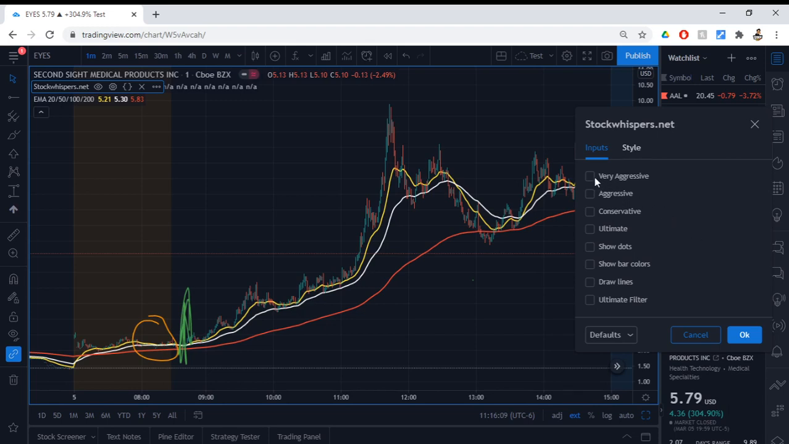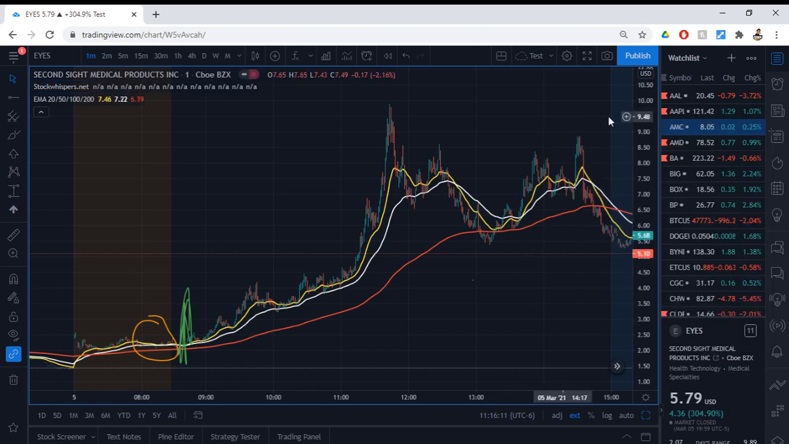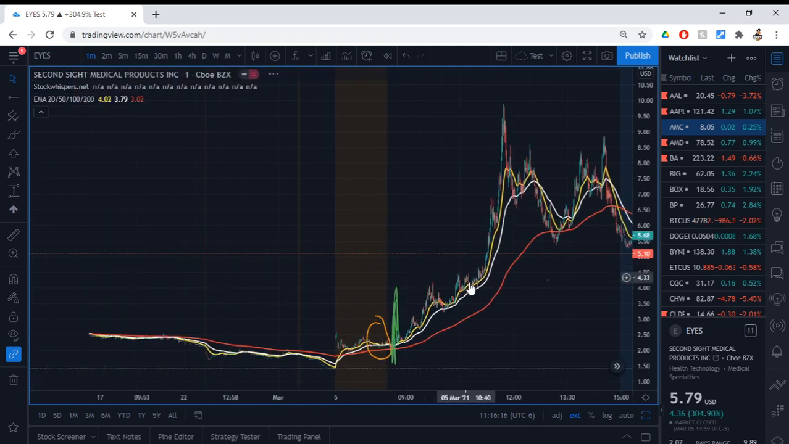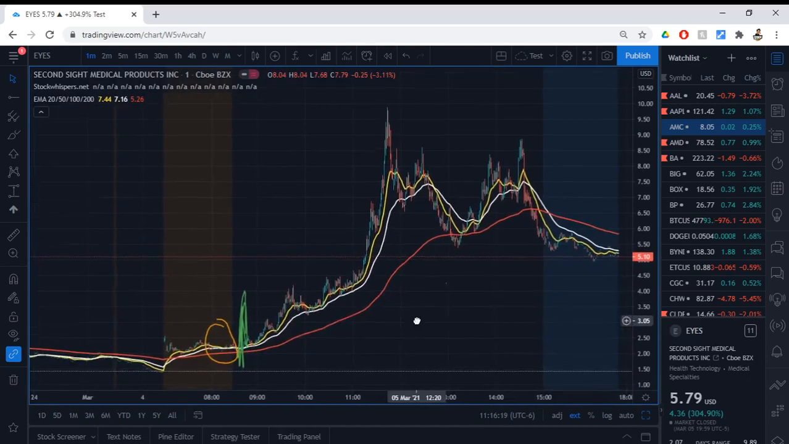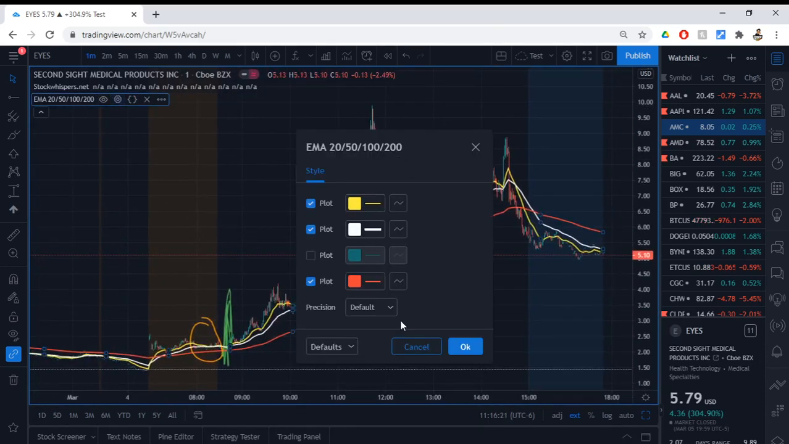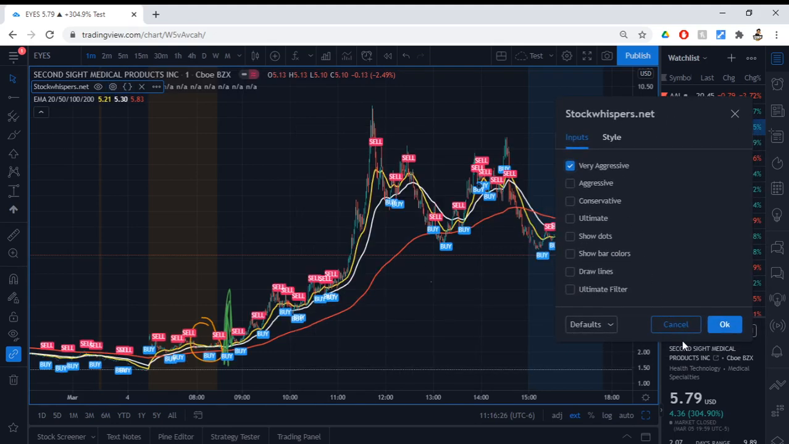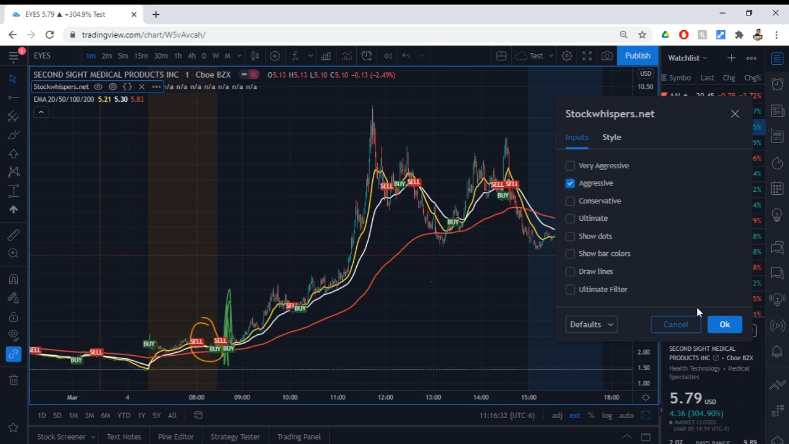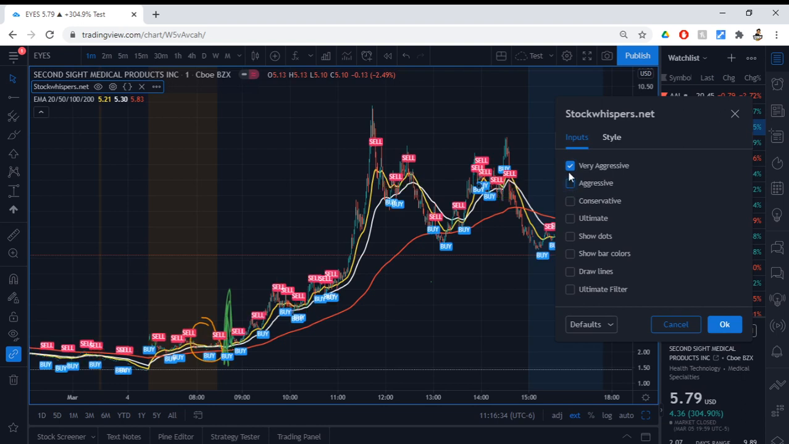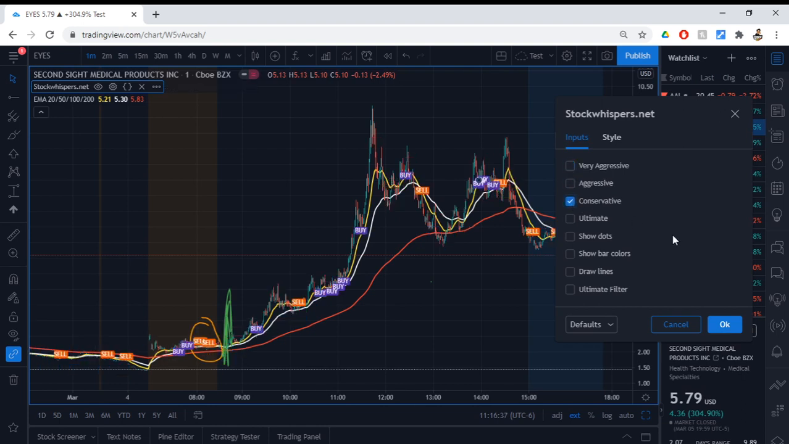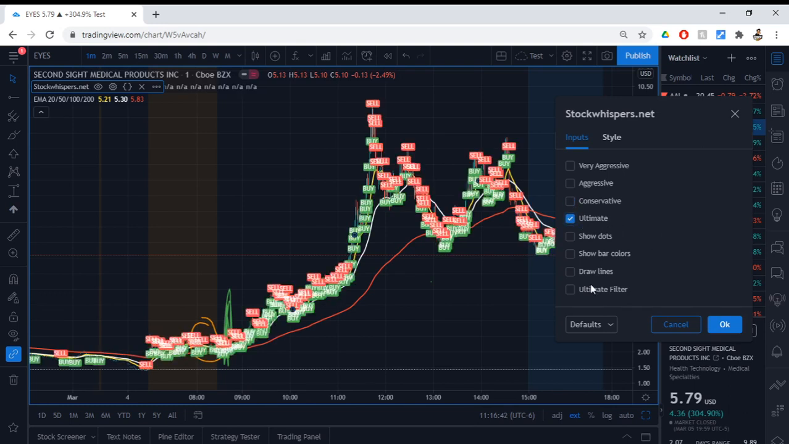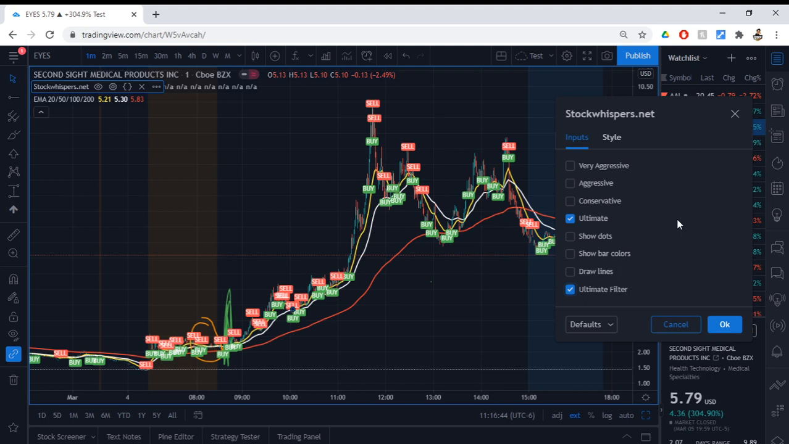Okay, so let's go over the strategies one by one. First of all, in terms of strategies, this is the way it works. Now we decided we're going to trade eyes. We need to figure out what strategy we're going to use. Are we going to use the very aggressive? Are we going to use the aggressive? Are we going to use the conservative? Or are we going to use the ultimate?